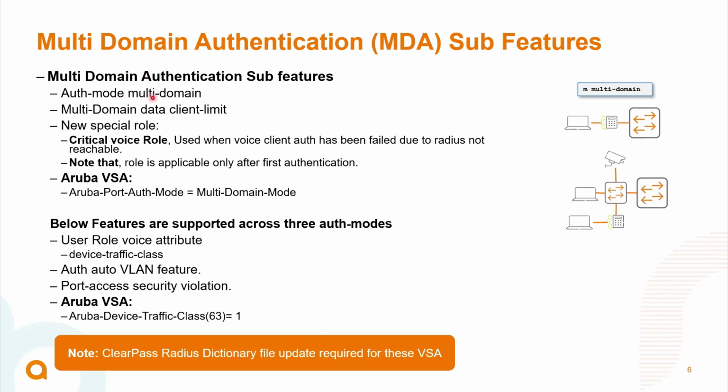As I said, the auth mode you can configure at the interface level, or on the role, that is a LUR role or a DUR role, or you can also send an attribute from the ClearPass, the same way you used to send it for client mode or device mode. That feature is enabled as part of multi-domain authentication.